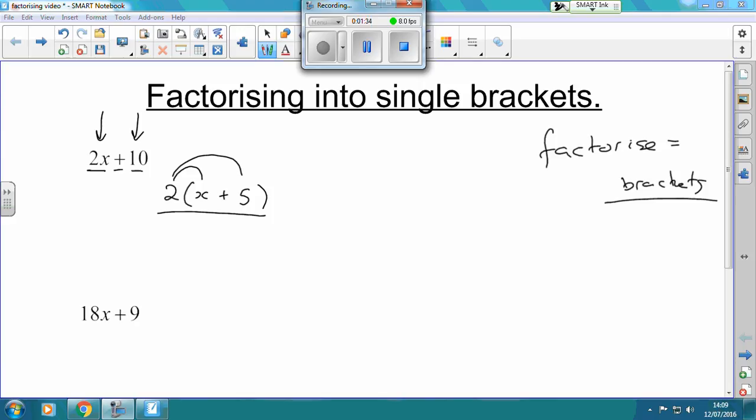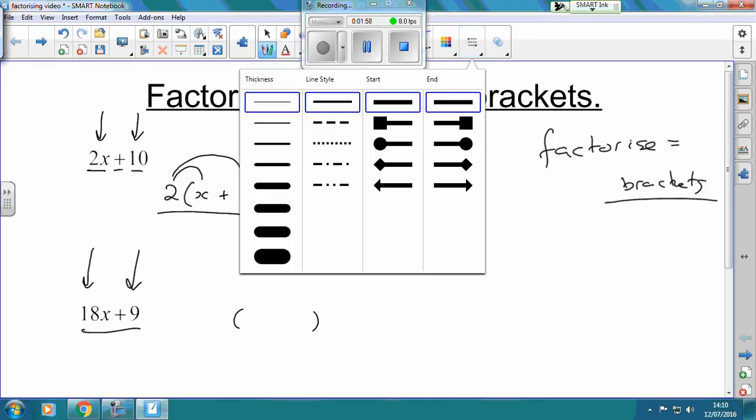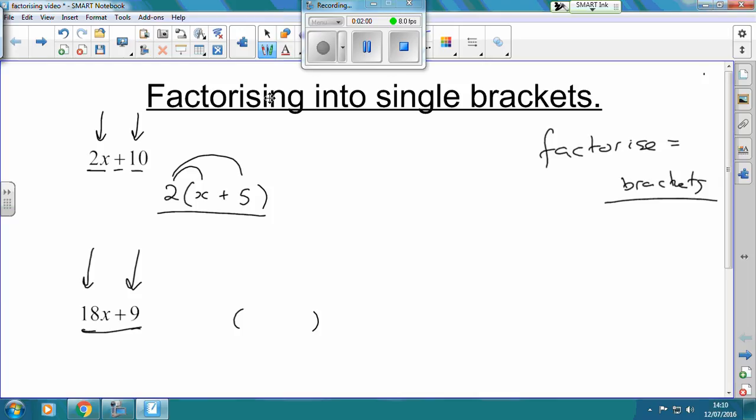Okay, so have a look at the next one. Again, we're going to factorize this, so we're going to put it into brackets. And we're going to find something that goes into 18x and also into 9. Now, I can see that 3 goes into both of them, but if I put 3 outside, I wouldn't get the correct answer. That's because when we factorize, we need to find the biggest thing that goes into both of these. It just takes a little bit of time to look through it and maybe think 9 is the biggest thing that goes into 18x and also into 9.